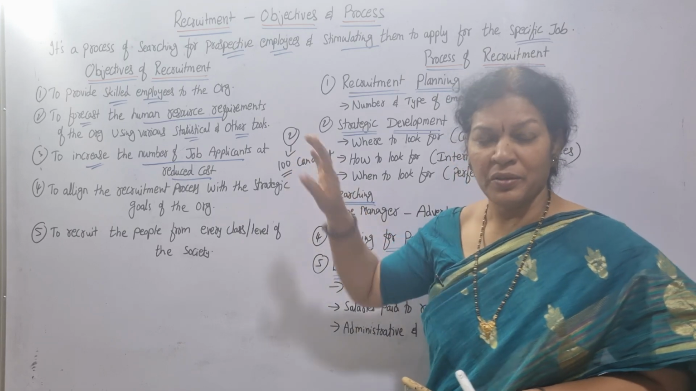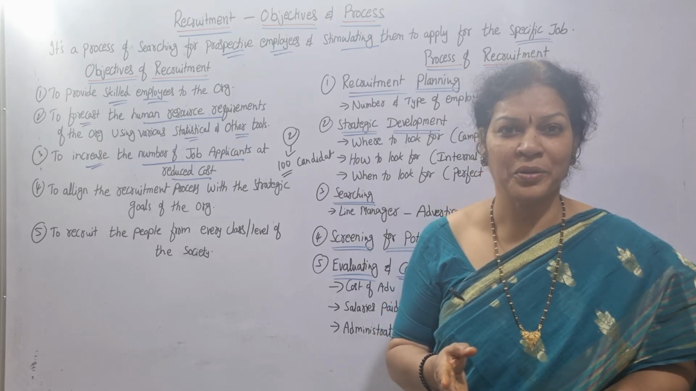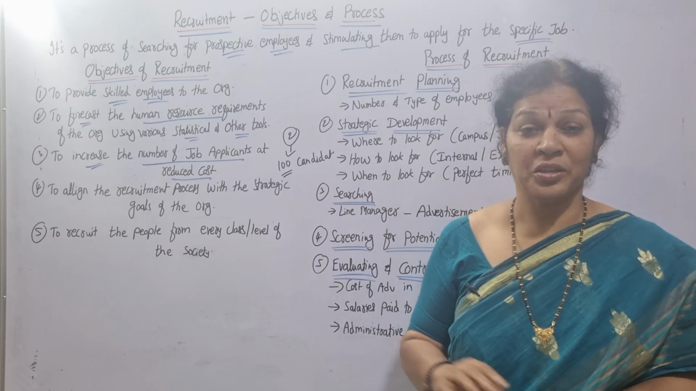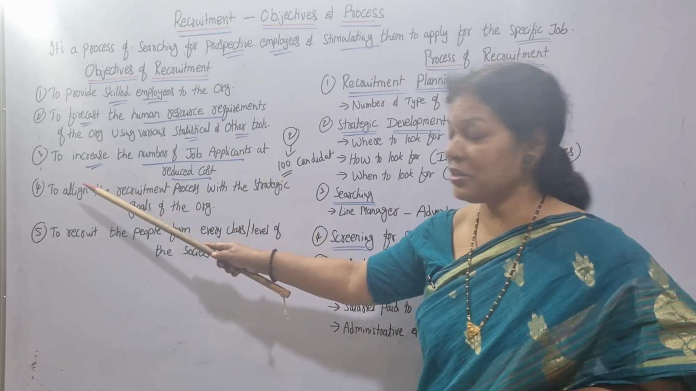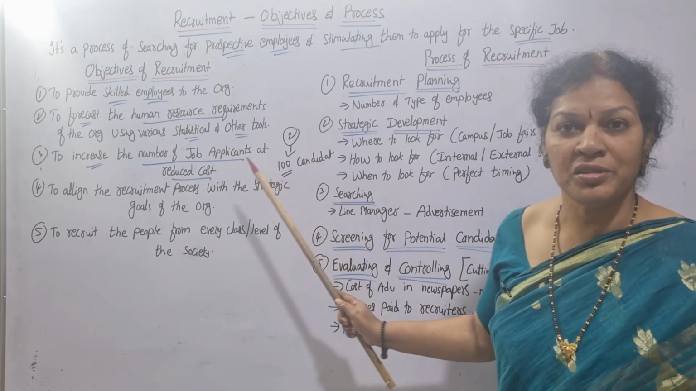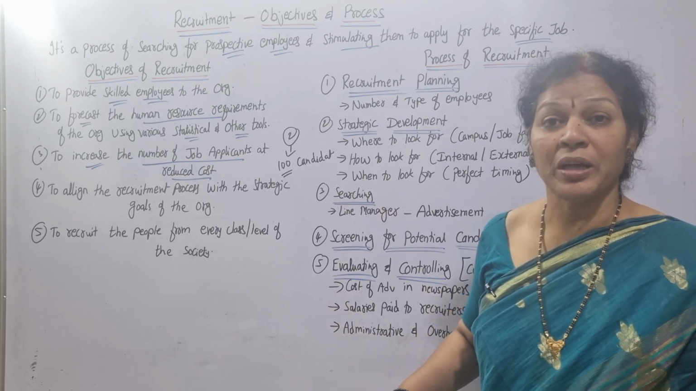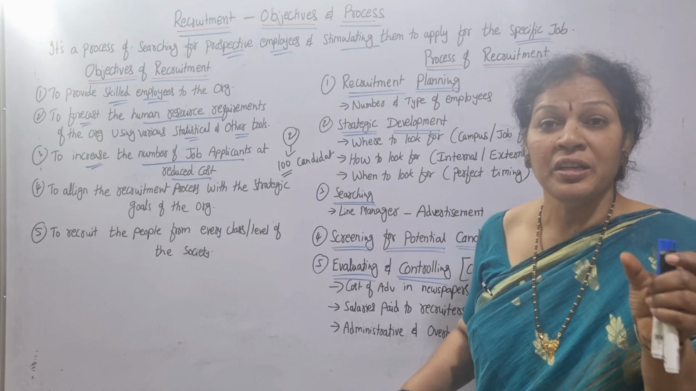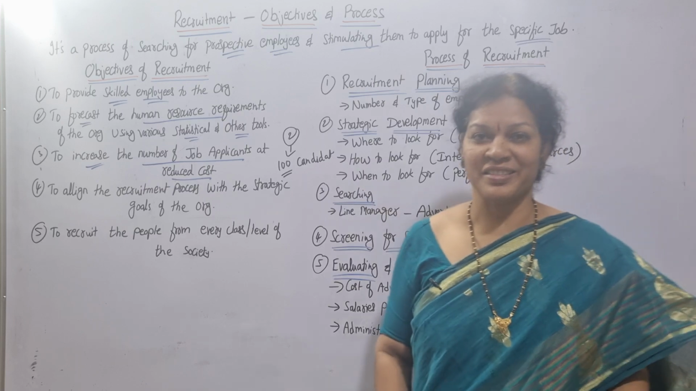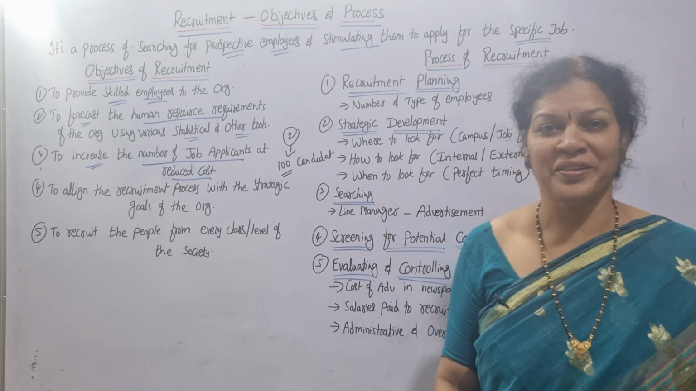For these 2 jobs, if suppose only 5 members applied, you imagine the situation. Out of 5, something is better than nothing. In that way, you have to recruit the candidates. So that is why the third objective is to increase the number of job applicants. For 2 jobs, 100, 1000, whatever, the maximum number of applicants you are expecting, so that you have a choice to select the skillful employee. Keeping the cost also in mind, not just spending liberally whatever we want, no.